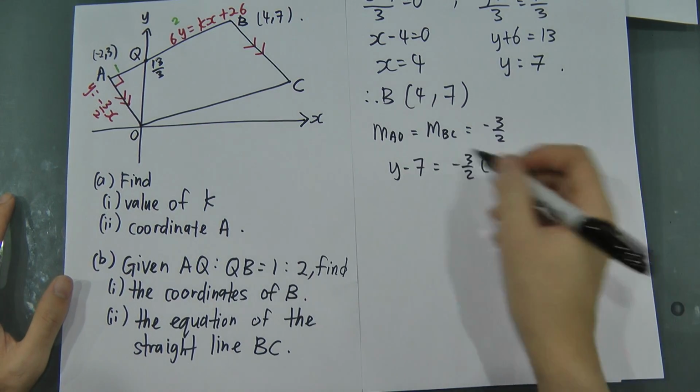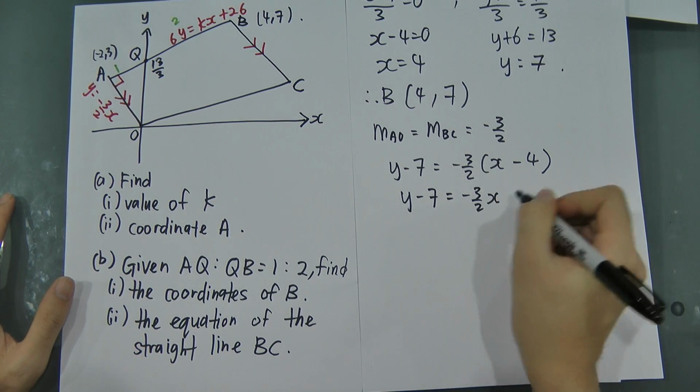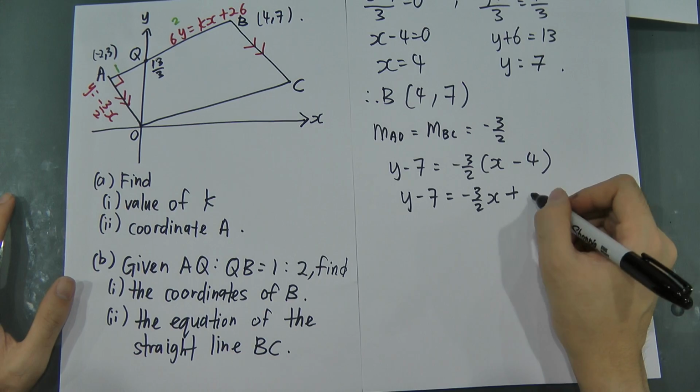And then I'm going to solve it. y minus 7 equals negative 3 over 2x plus, this one multiplied in, you have got 6.